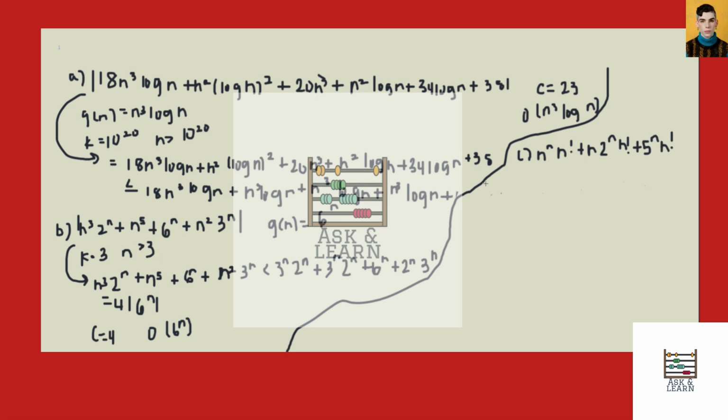plus n to the n times 5 to the n plus n times 2 to the n factorial plus 5 to the n times 5 to the n. And we're going to assume that g of n is equal to n to the n times n factorial. When n is bigger than 5, we have the properties 5 to the n is less than n to the n, and n times 2 to the n is less than n to the n. And when n is bigger or equal to 12, we have the property 5 to the n is less than n factorial. So for convenience sake, we'll choose k is equal to 12, so n is bigger than 12.